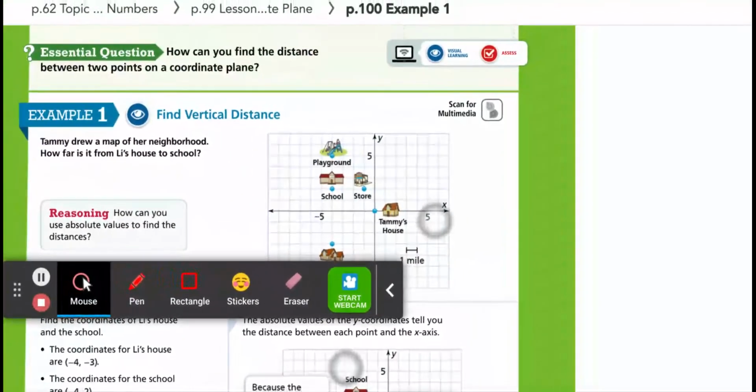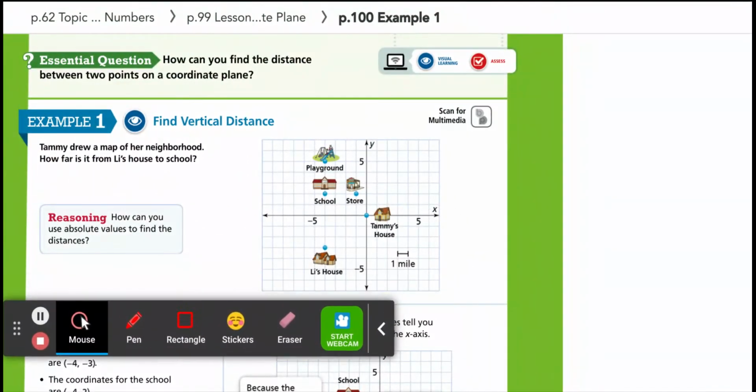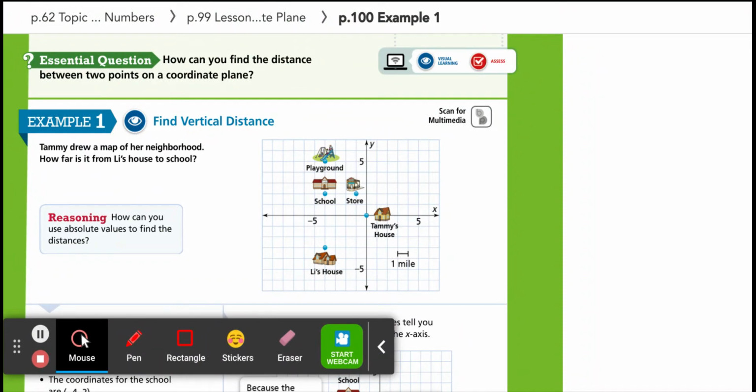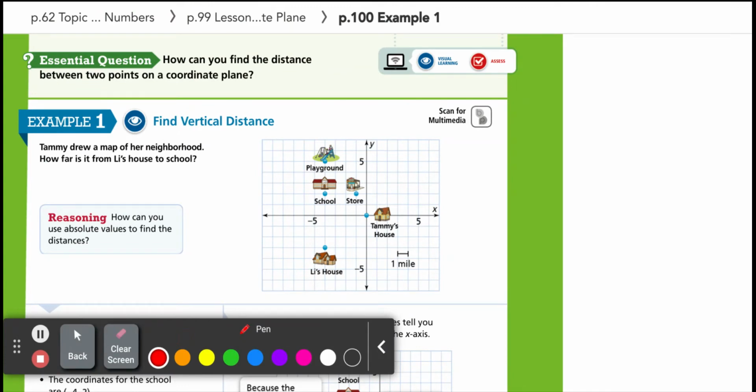This is lesson 2.5a. We are going to be finding the distance between 2 points on a coordinate plane. You are going to need your notebook for this lesson, so please make sure that you're opening up your notebook to a new clean page, and we will be doing lesson 2.5a.